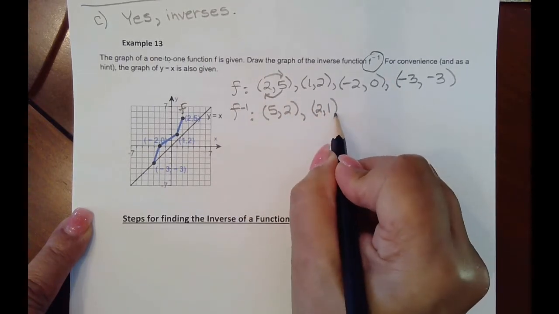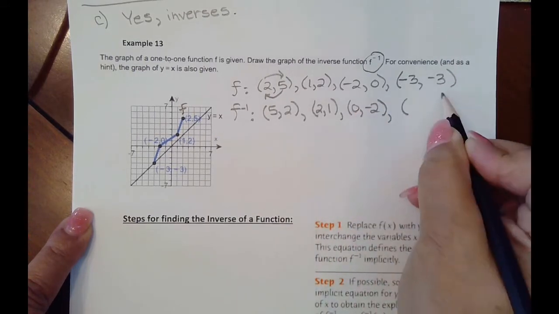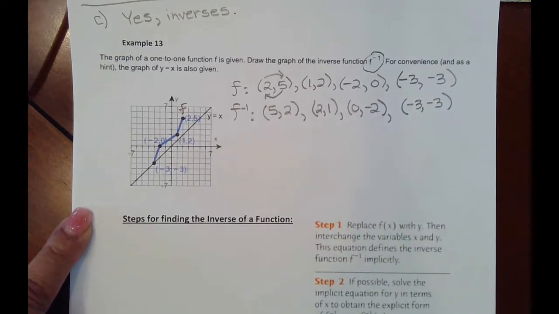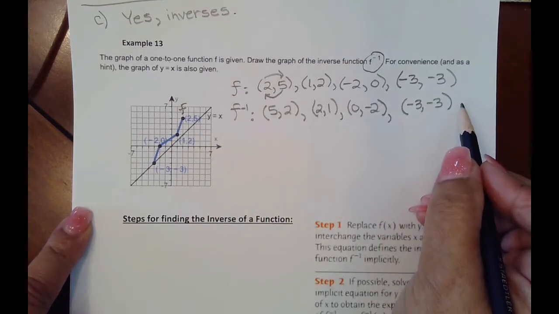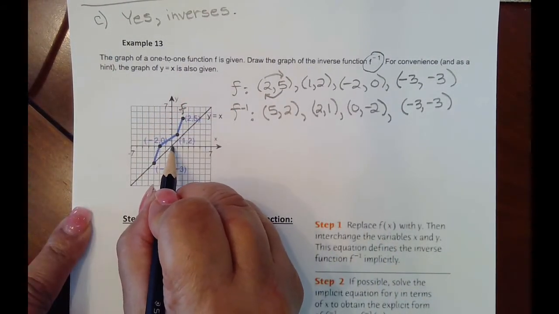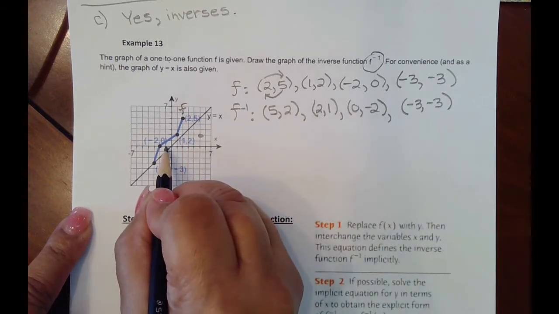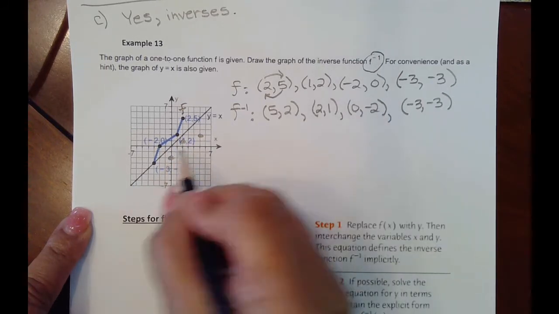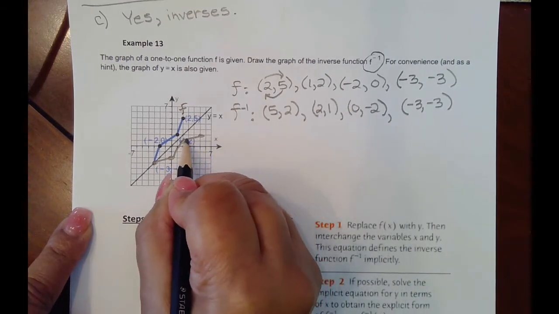Switch this pair around, switch this pair around, and this pair, no matter, even if you did switch it, you're going to get the same thing because it's the identical x and y. Now plot this second set of points, the points on the inverse, and you'll see that you have mirror images on either side of the line y equals x. So this would be 1, 2, 3, 4, 5, up 2, plot the point. Go up to 2, 1, plot another point. (0, -2) would be right there, and then (-3, -3) is already plotted. Connect the points.